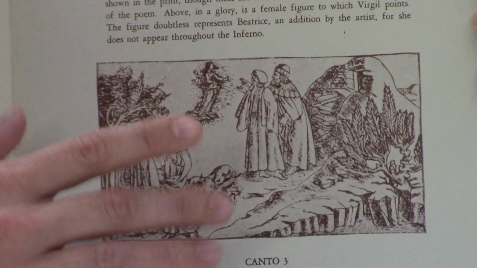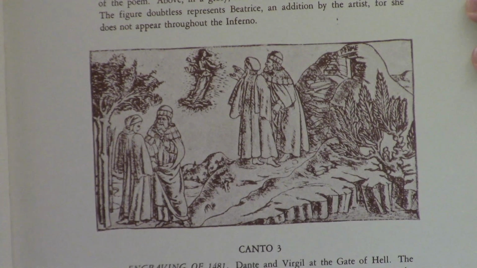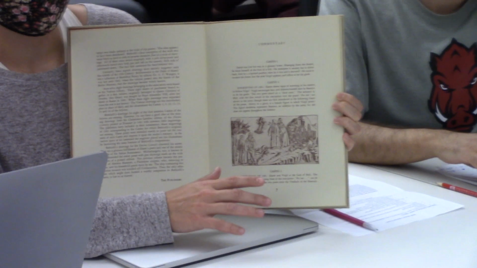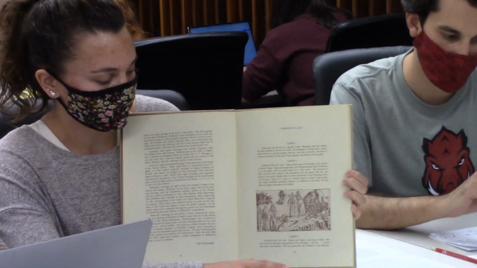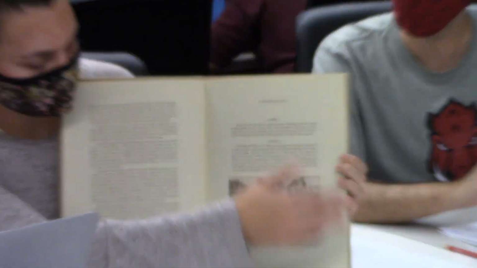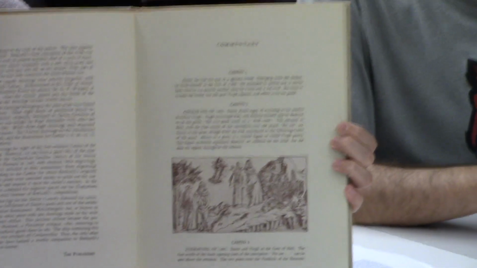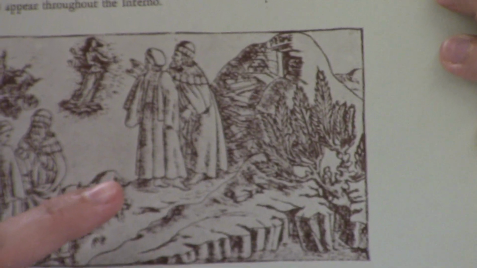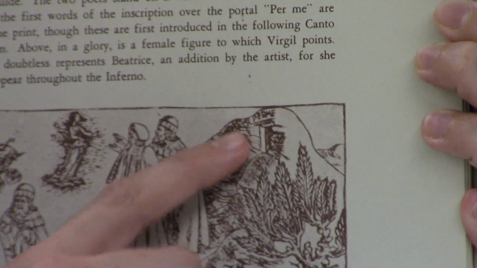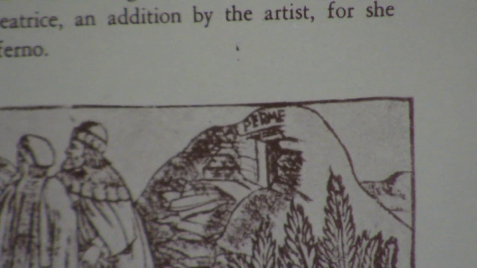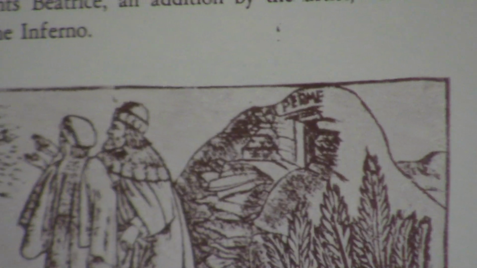Beatrice is a very central figure in Dante's comedy, and Dante is in love with her. She depicts the holy and the divine. And then the third scene is the last half of the illustration, and it shows the gates of hell. You probably can't see it from the camera, but written over the gates of hell, it says Per me, which is the first line of the inscription above the gates of hell in Dante's Inferno.